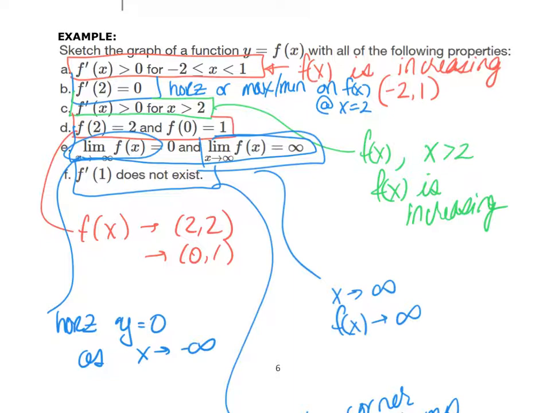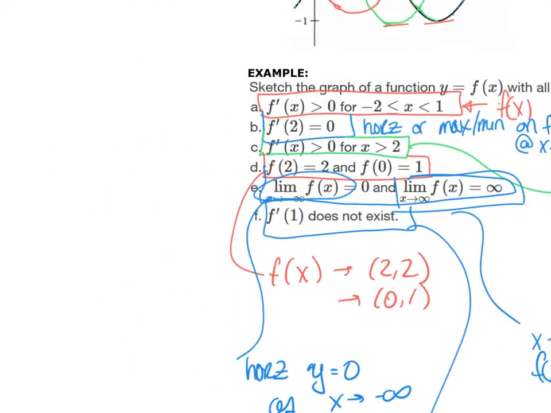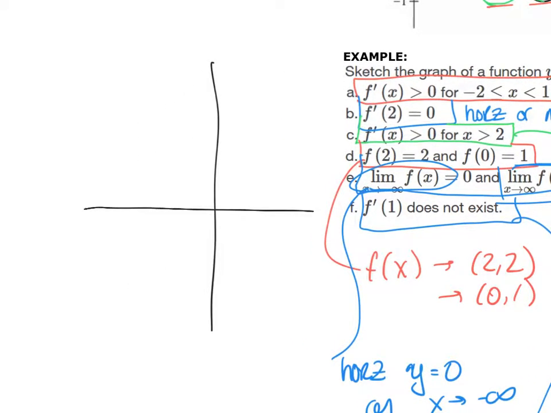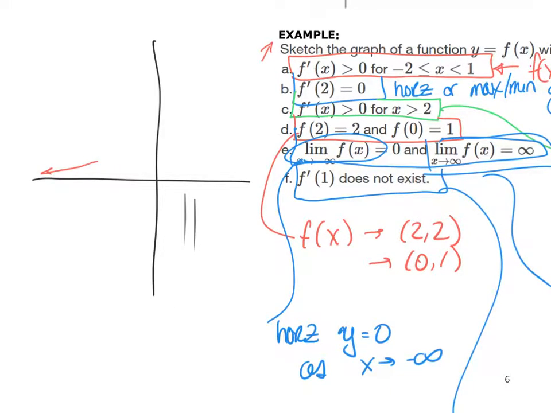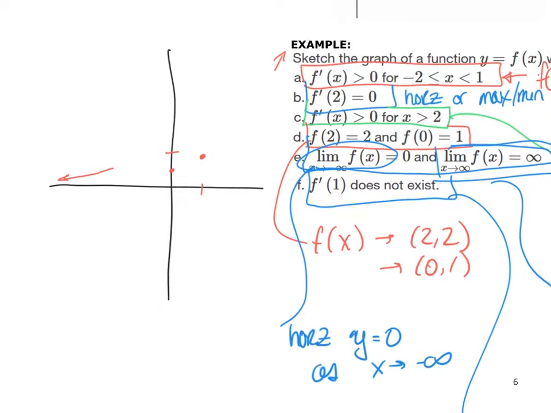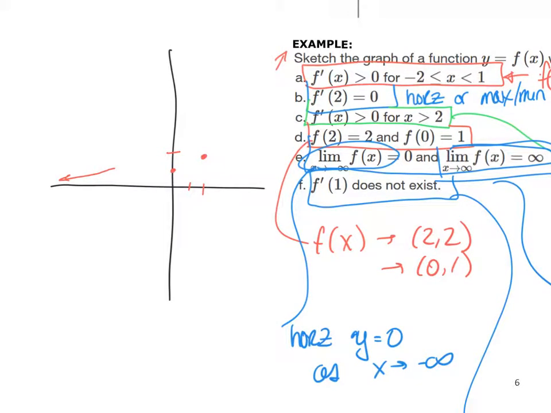Okay, so pulling this all together, I'm going to have something that may look like this. Not well drawn, by the way. My function needs to approach infinity as I go there. I know I have to go through the point (2, 2). I have to go through the point (0, 1). My slope between negative 2 and 1 has to be positive. So from negative 2 to 1, I have to be increasing this entire time.